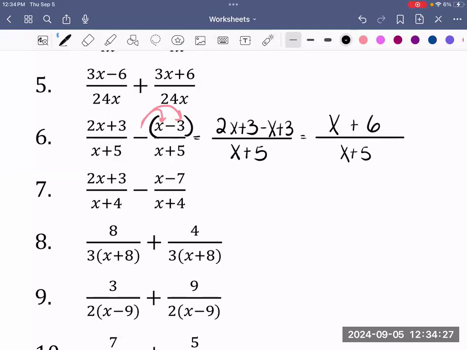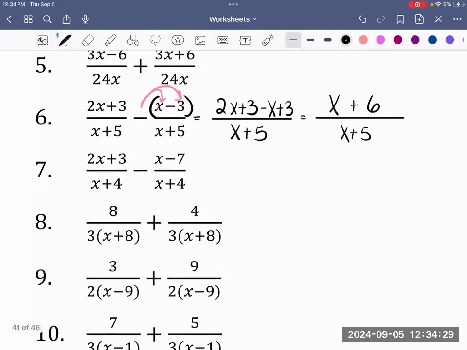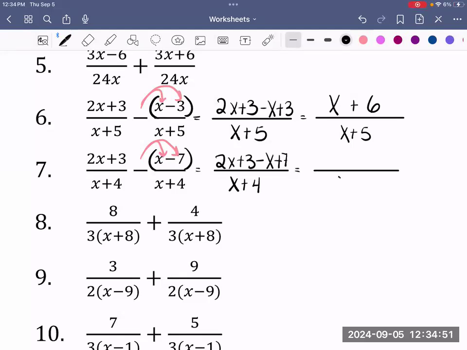Now let's try it again with number 7. So x plus 4, 2x plus 3, putting parentheses because you're subtracting, and that way you can distribute evenly. Negative x plus 7, x plus 4 on the bottom, and you have x plus 10.